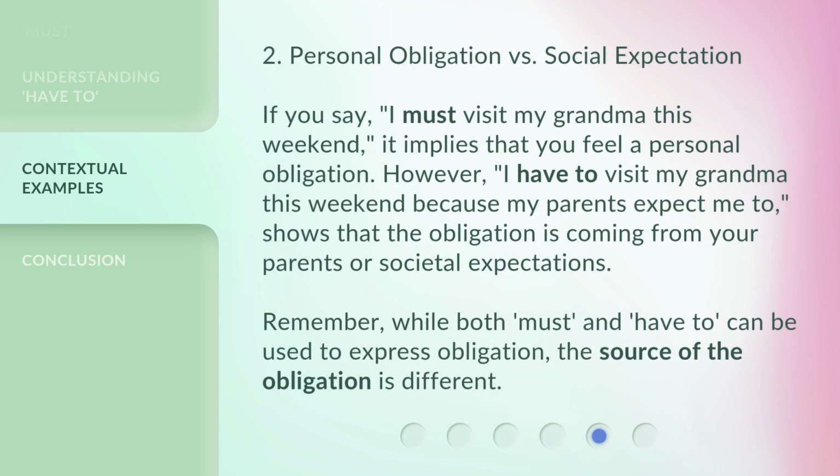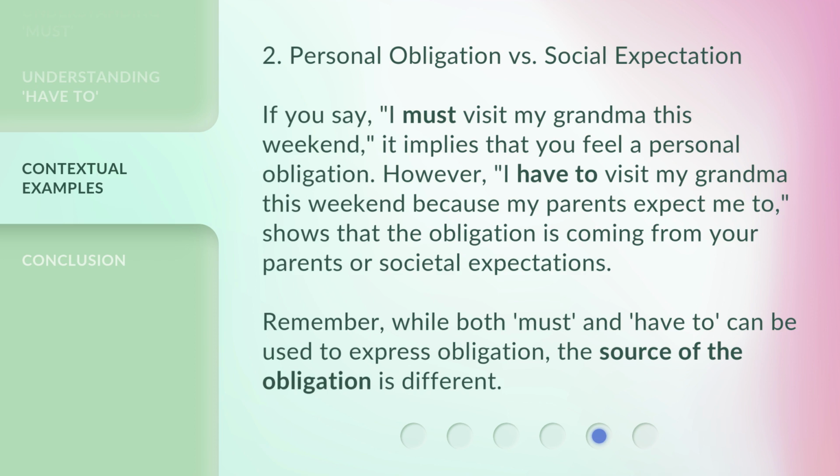2. Personal obligation versus social expectation. If you say, "I must visit my grandma this weekend," it implies that you feel a personal obligation. However, "I have to visit my grandma this weekend because my parents expect me to," shows that the obligation is coming from your parents or societal expectations.